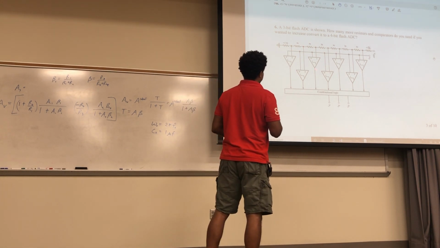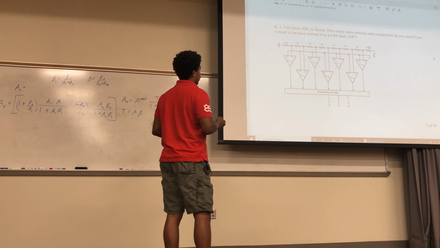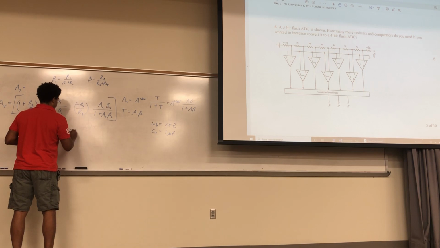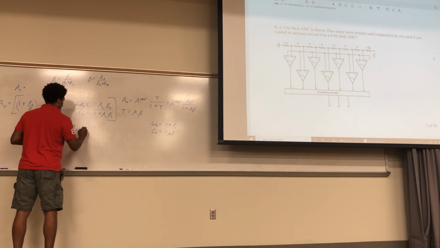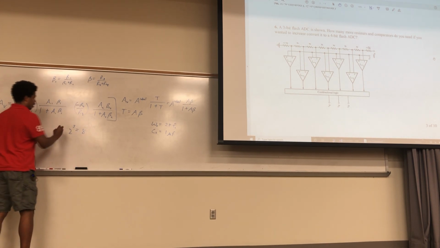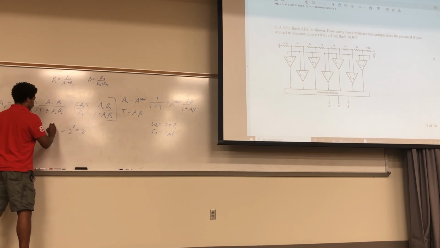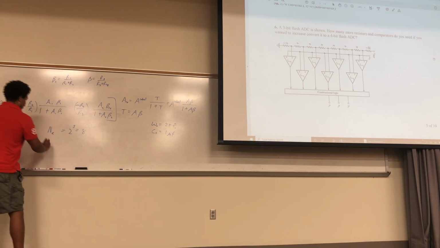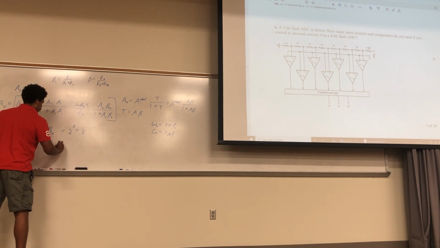So you have all these comparators right here. You have 1, 2, 3, 4, 5, 6, 7, 8 resistors. 1, 2, 3, 4, 5, 6, 7 comparators. So you could say this. If it's 3-bit, that's 8. That also equals the number of resistors you have. So the number of resistors equals that, and the number of comparators is less than that.